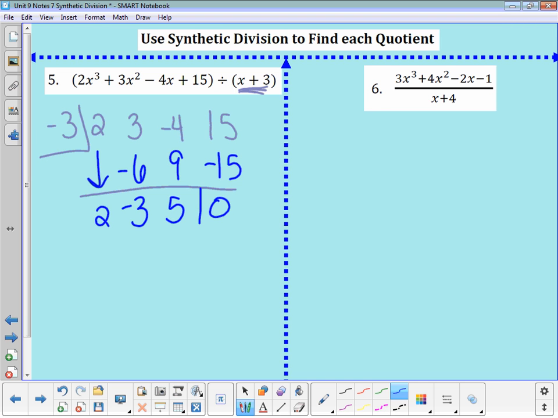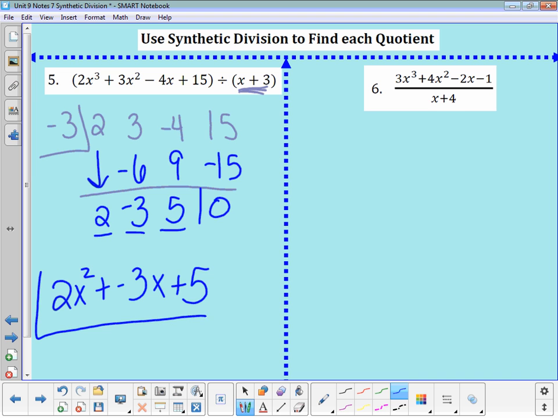So that's where my t goes. And so I do have a remainder of 0. So now I'm going to backtrack. This number closest to the remainder is my constant. The next term is going to be my x term. And the term after that is going to be my x squared term. So this right here is my final answer.